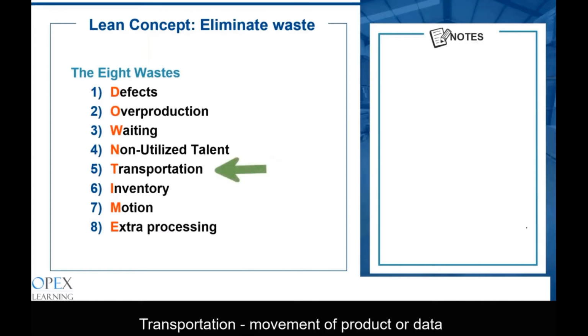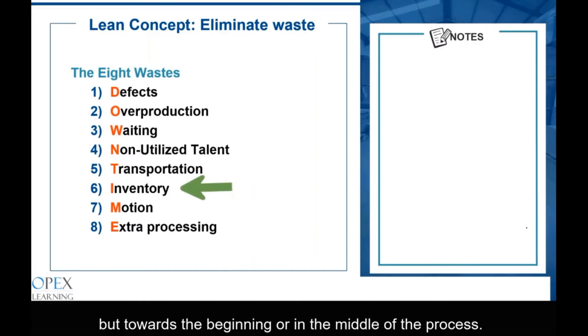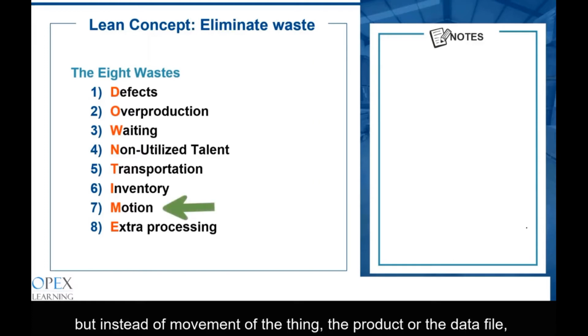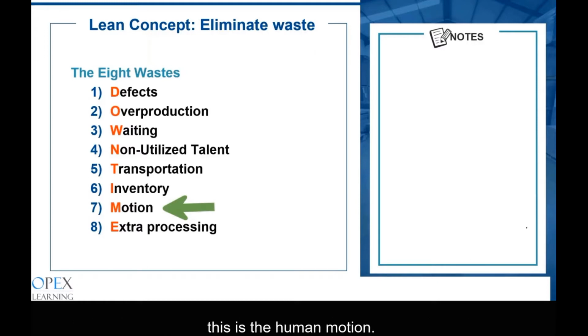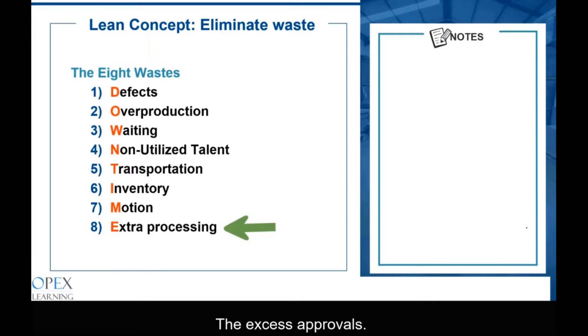Transportation: movement of product or data files, because when things move, bad things happen. Inventory: like overproduction, but towards the beginning or in the middle of the process, things that are not needed yet. Motion: like transportation, but instead of movement of the product or the data file, this is human motion. Stand up, sit down, think ergonomics. And extra processing is doing more than what needs to be done. The excess approvals, the approval of the approval of the approval, the hand finishing, things like that.